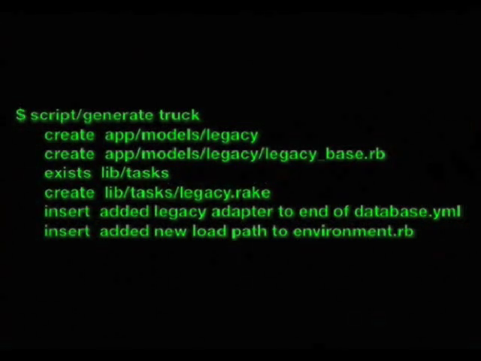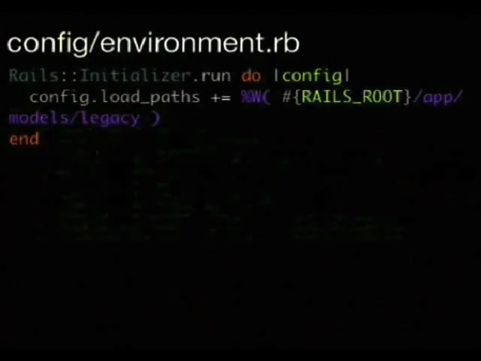So you can see, when you generate a truck, you're generating a legacy directory in your app models directory. That's where you're going to store your legacy models. You're going to create a base legacy class, which is just there to connect to your database and provides a really simple migration method. And then we also add a legacy rake task, and we append a legacy adapter to your database YAML. And then we also add a new load path to your environment. So I'll go through those specifically, just so you can see what happens.